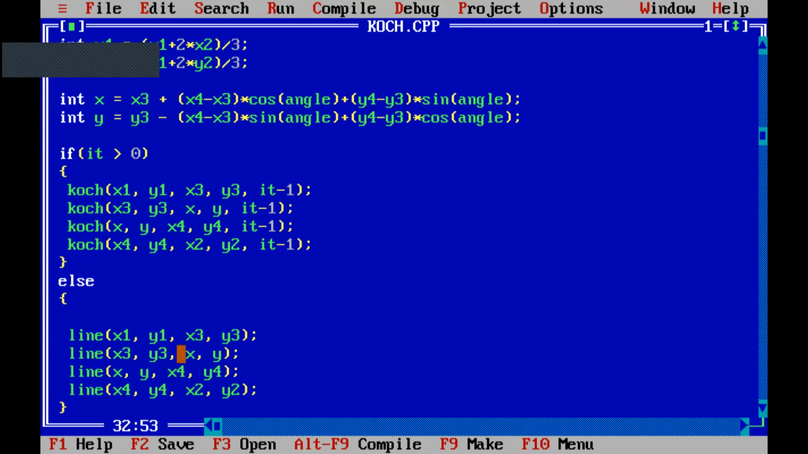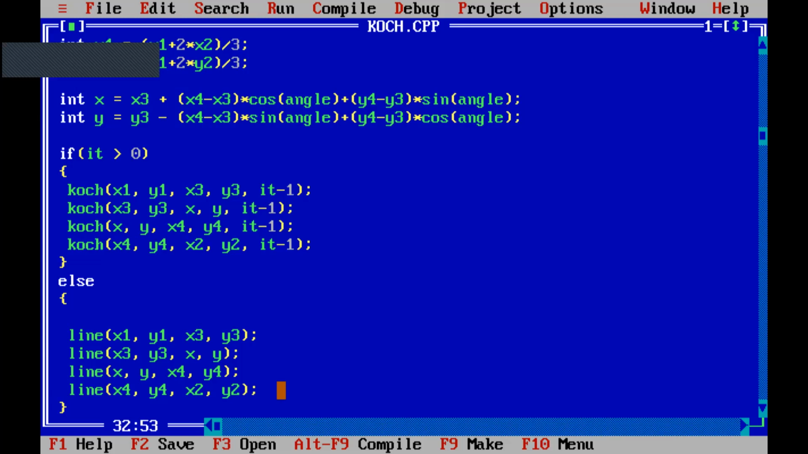Line x1 y1 to x3 y3, first segment. Line x3 y3 to xy, second segment. Third segment is line xy to x4 y4. And fourth segment is line x4 y4 to x2 y2. Right? I created 4 different segments in case the iteration number is 0. But if it is not 0, then I will not draw the straight lines. Instead, I will create more iterations. I will create more segments.